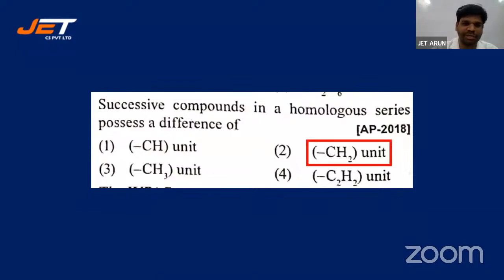All right, let's look at the key. Yes, 2 is absolutely right. 1 is not right, students. It's not CH, it's CH2. Successive compounds of the homologous series have a difference of CH2 unit. All right, let's go for the next one.